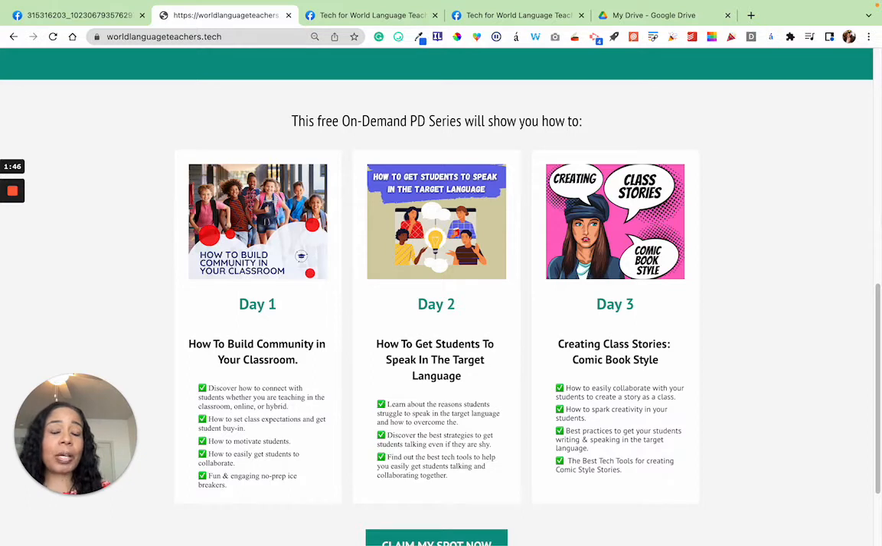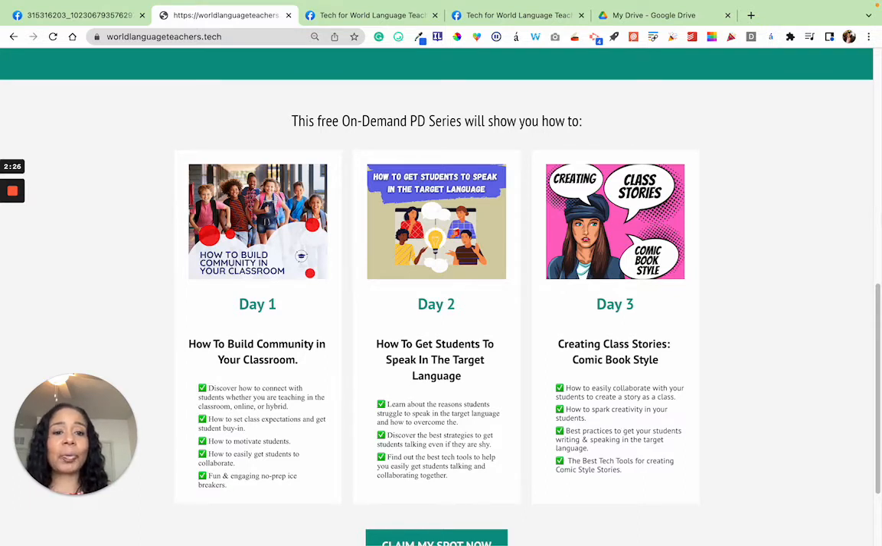Now, day two is really, really good. Well, all of these are really great. But day two is how to get your students to speak in the target language. That is a problem that I hear about almost every single day. In the training, you're going to learn the reasons students struggle to speak in the target language, and you're going to discover some of the best strategies that work even if they're shy. And you'll find out the best tech tools that help you to easily get them talking in the target language and collaborating with each other. So that is an awesome training.